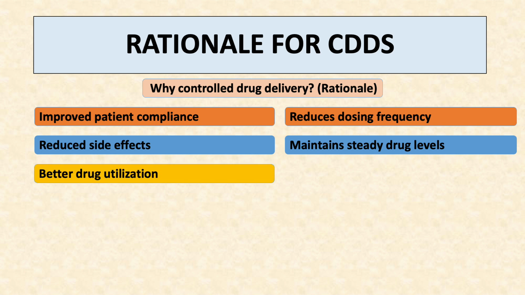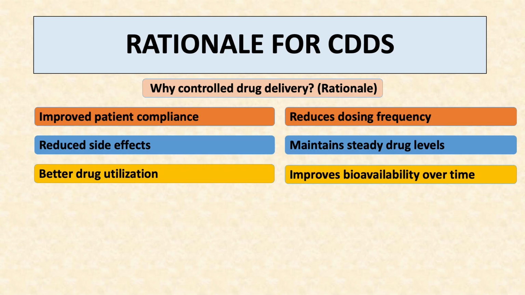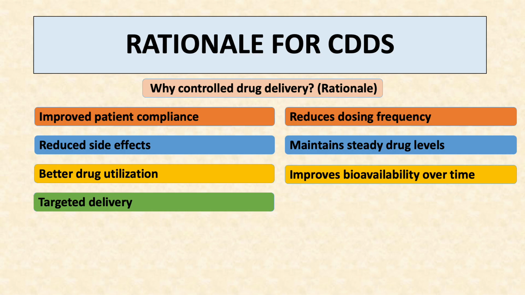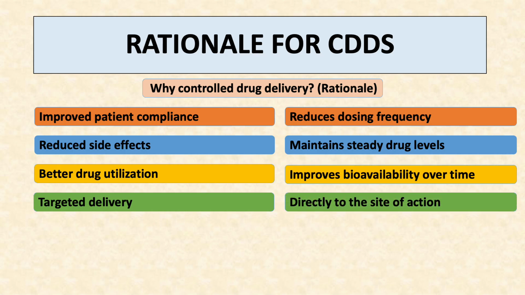Next, better drug utilization. In immediate release forms, part of the dose is often wasted due to rapid elimination before it can act. Controlled drug delivery system improves bioavailability over time, ensuring more of the drug is used effectively. Next, targeted delivery. Drug can be delivered directly to the site of action, minimizing systemic exposure.